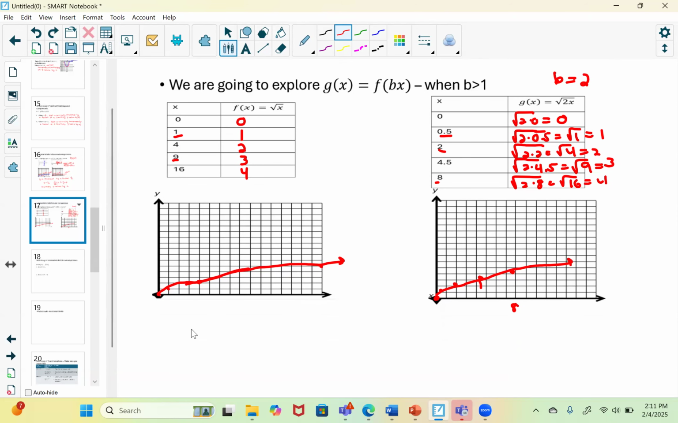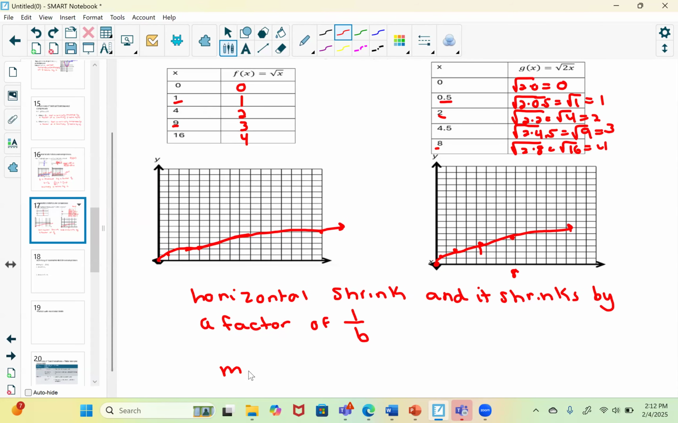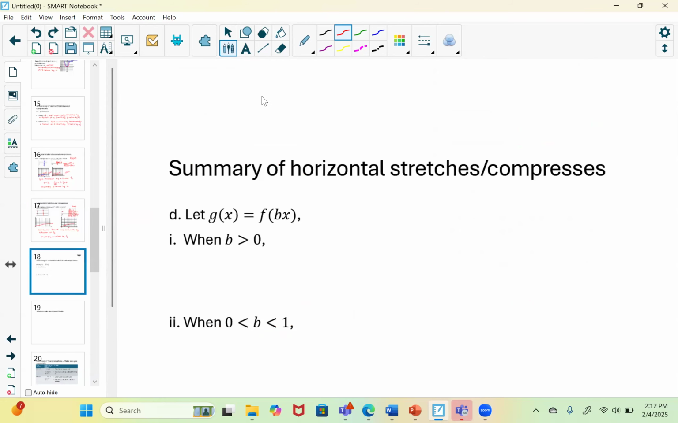So again, we're going to do the same thing. We call this a horizontal shrink, and it shrinks by a factor of 1 over b. Okay, so it's 1 over 2, which is 1/2. And so we would multiply all the x values by 1 over b. So again, it's opposite of what we think.